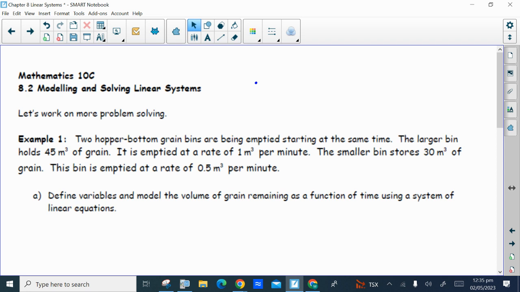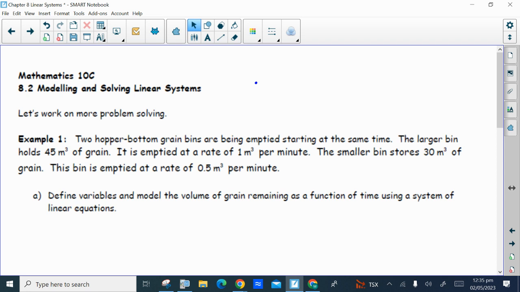The larger bin holds 45 cubic meters of grain. So that m cubed, cubic meters, means we're talking volume. It is emptied at a rate of 1 meter cubed per minute. The smaller bin stores 30 cubic meters of grain and is emptied at a rate of half a cubic meter per minute.